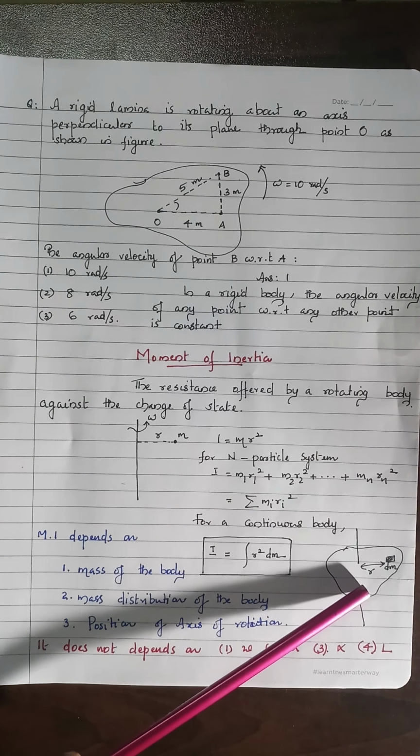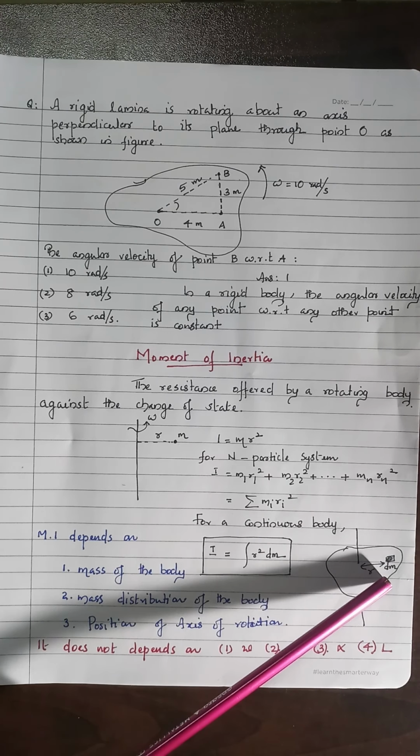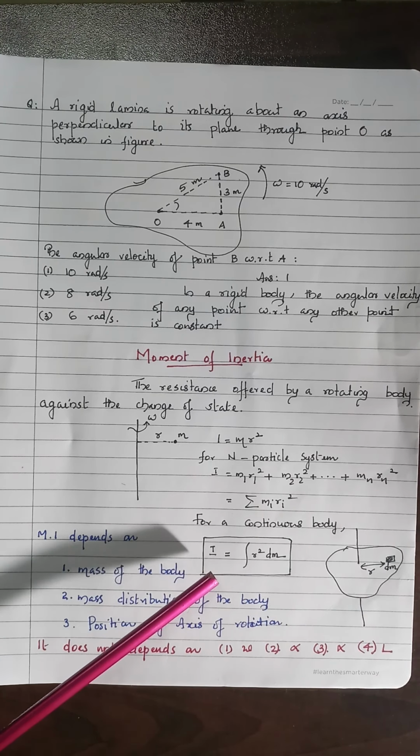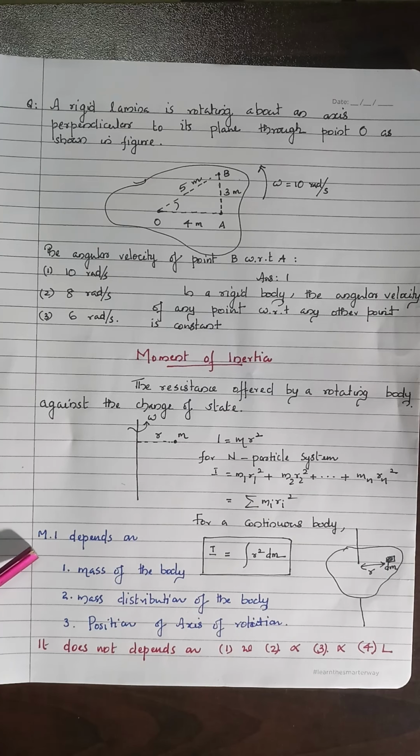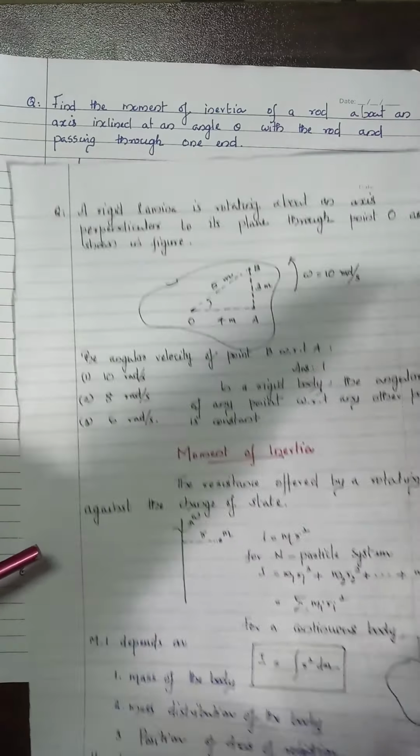But for an extended object, suppose a small mass dm is at a separation r, then the moment of inertia takes the value as integral r square dm. And keep in mind, the moment of inertia depends upon three factors: the mass of the body, the mass distribution of the body, and the position of the axis of rotation. It depends upon the size and the shape of the body. But it does not depend upon the angular velocity, angular acceleration, torque, and angular momentum. It is a very important concept.